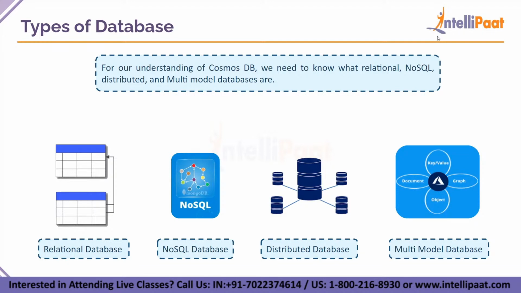Then coming to distributed databases: rather than storing the data in a single place, if the database is stored in multiple places, then it is known as a distributed database. And now finally, what is a multimodal database? A multimodal database is one that supports both SQL as well as NoSQL models. It can support tables, documents, key value pairs, graphs, objects, etc. So that is a multimodal database.